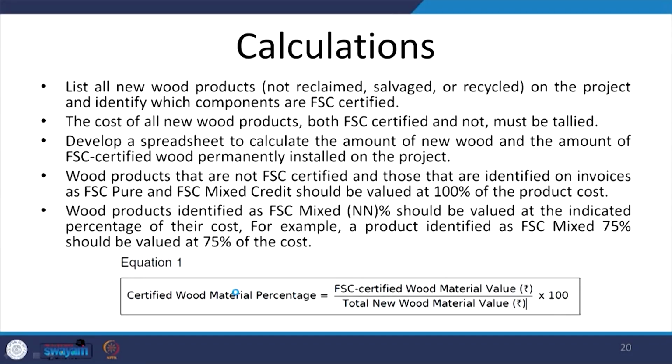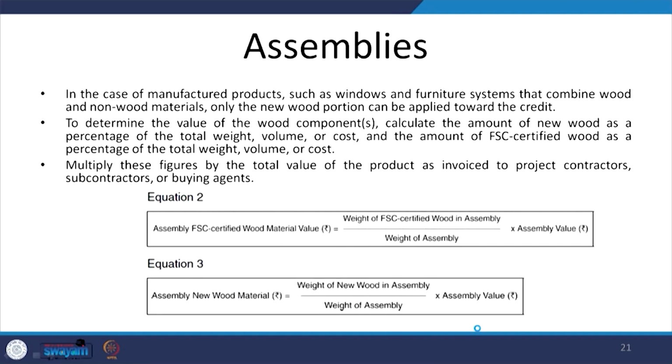So, when we are talking about the compliance criteria and the calculations which are required, the calculations are very similar to those for the other properties of materials and resources. We are calculating the FSC certified wood material value as the percentage of total wood material value and complying with the minimum 50% compliance criteria.